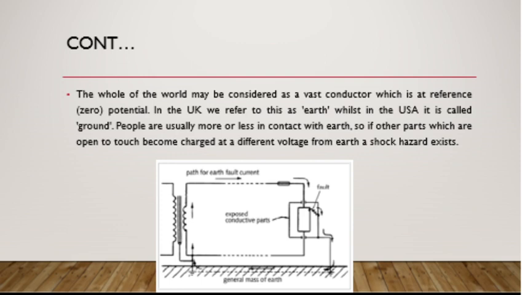As it is connected to the ground, if there is any short circuit, there will be a flow of fault current. You can say that there is a path for the earth fault current. That path for the earth fault current will go through the exposed conductive part, and it will not go inside the exposed conductive part but will return back to the transformer.